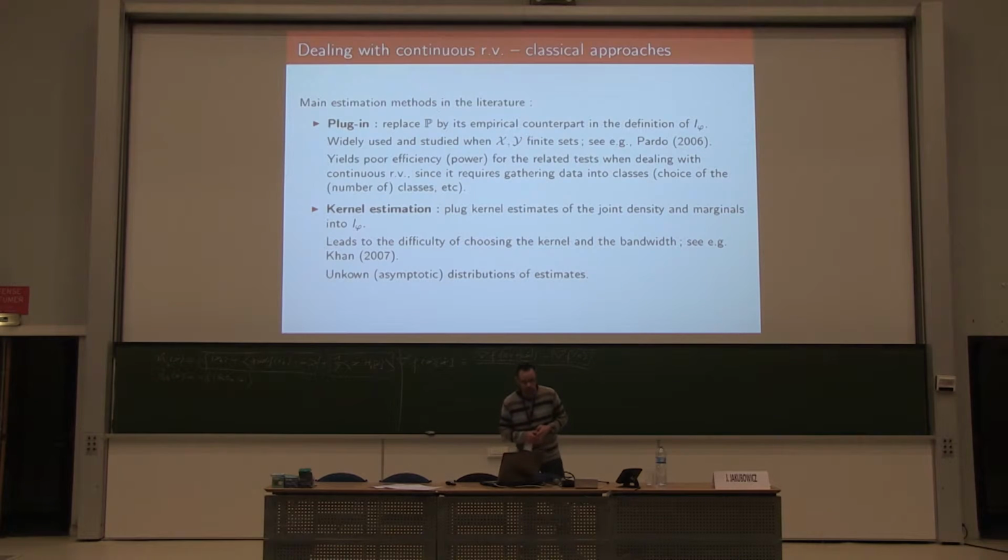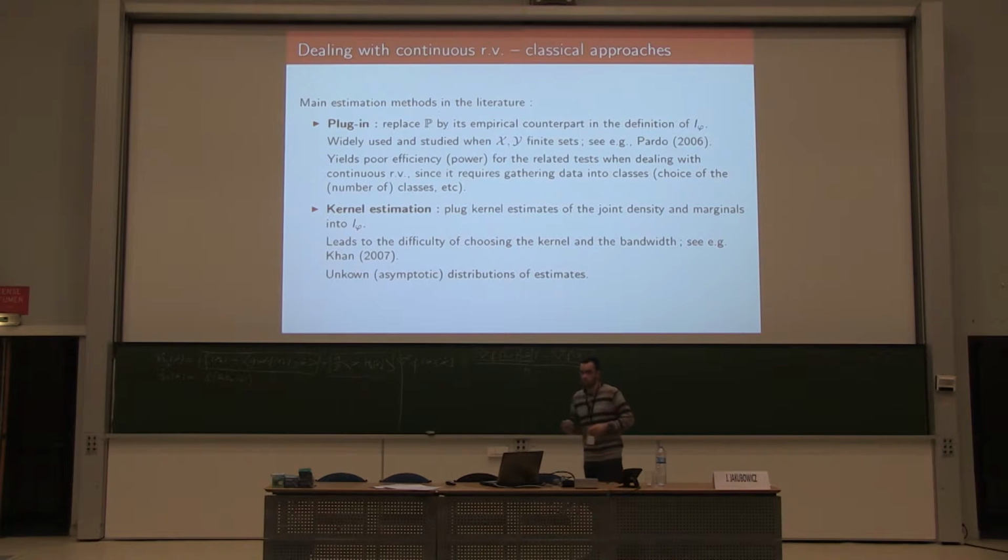I think there are two main approaches for continuous random variables. First, you can discretize your continuous observations, and then apply the previous methodology to the discretized observations. Of course, this yields poor efficiency because you lose a lot of information from the continuous observation to the discrete one. And there are intrinsic technical difficulties, such as choosing the number of classes and choosing the classes as well.